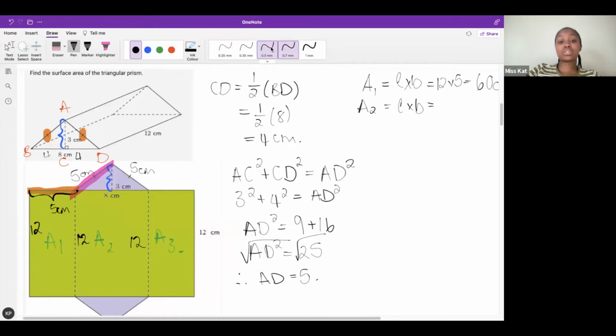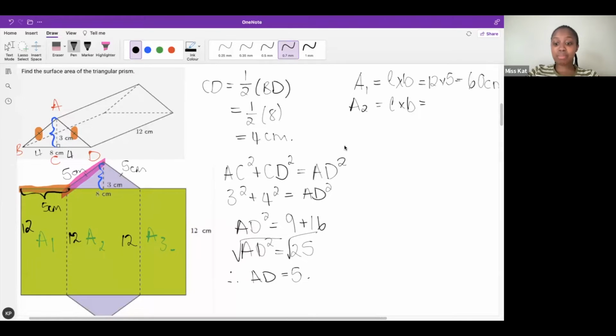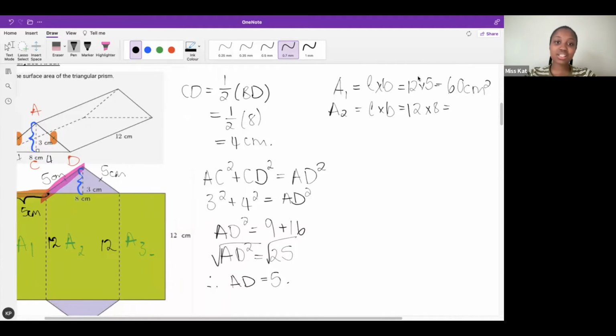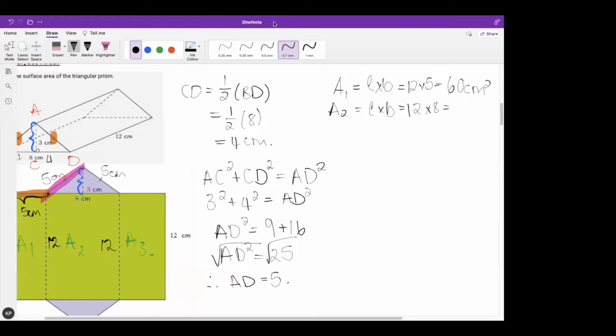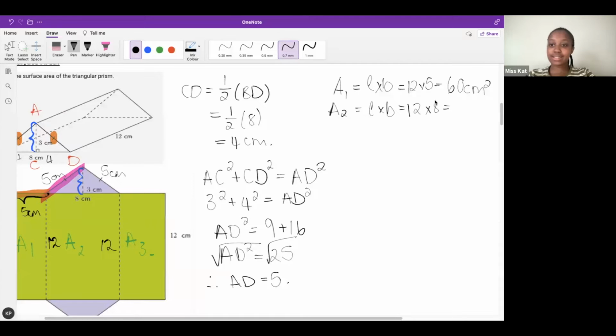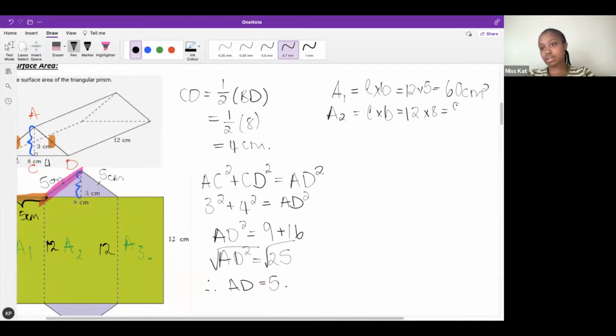I'm getting hot, so I'm switching on my fan. I'm literally boiling. It's 12, but what's my breadth this time? 8. Oh, I can't catch you guys out. So how much is that? Thank you, Tammy. That would be 96 centimeters squared.